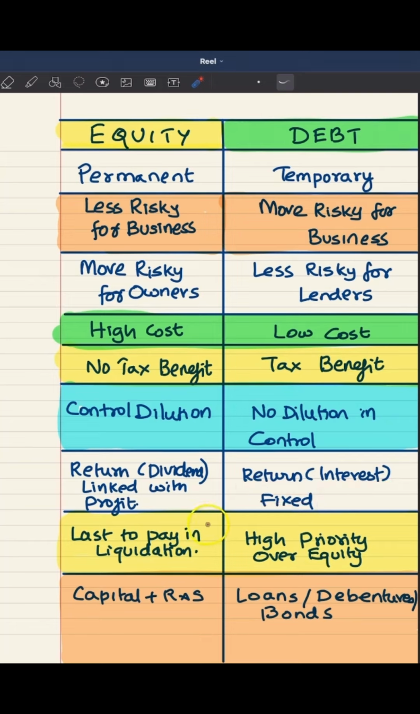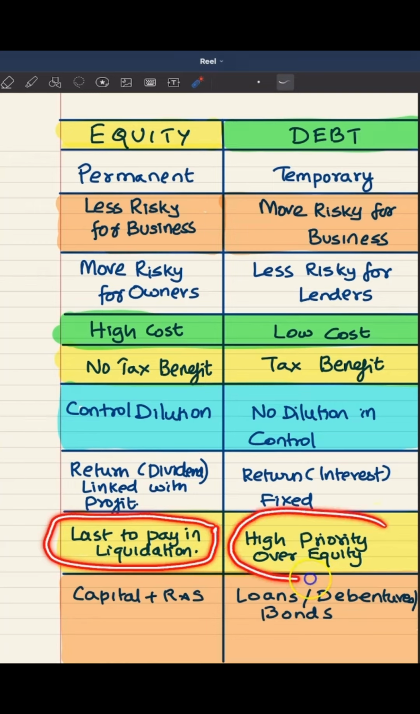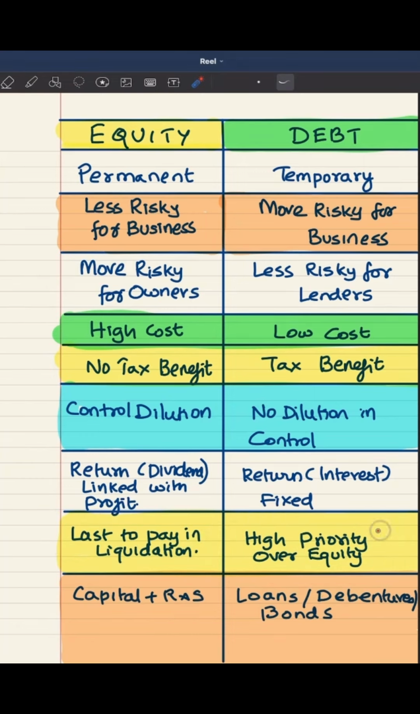When it comes to repayment, owners are the last to get repaid when the business undergoes liquidation. So they are last in the queue. Whereas those who have given debt where the charge is created and secured will have high priority. And if you look at the forms, equity will be in forms like capital and reserves and surplus. And debt can be in forms like loans, debentures, bonds, and so on.